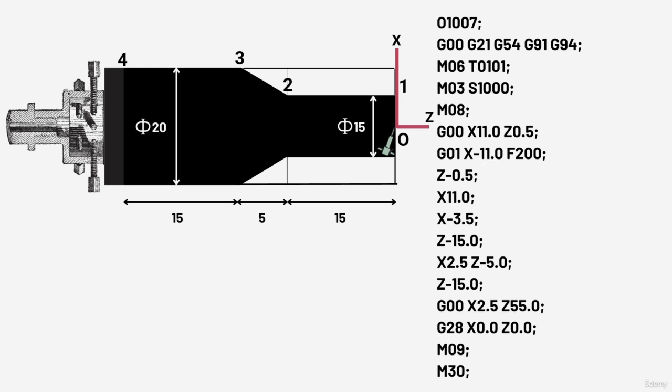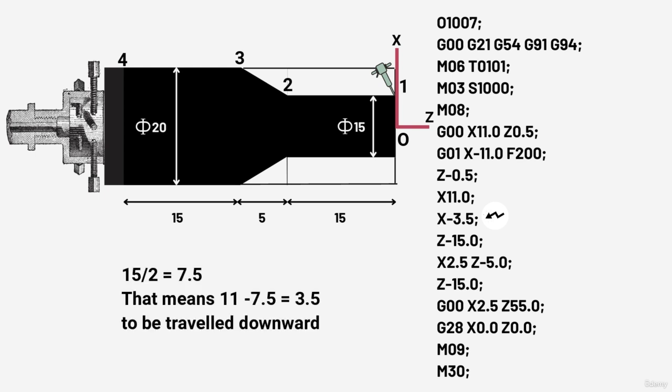Now to get into point 1 here, first we have to get the tool 11 mm above the datum and then 3.5 mm down. This is done because 15 mm diameter has to be maintained till 15 mm length span. So half of 15 is 7.5, that means 11 minus 7.5 or 3.5 mm has to be travelled down.